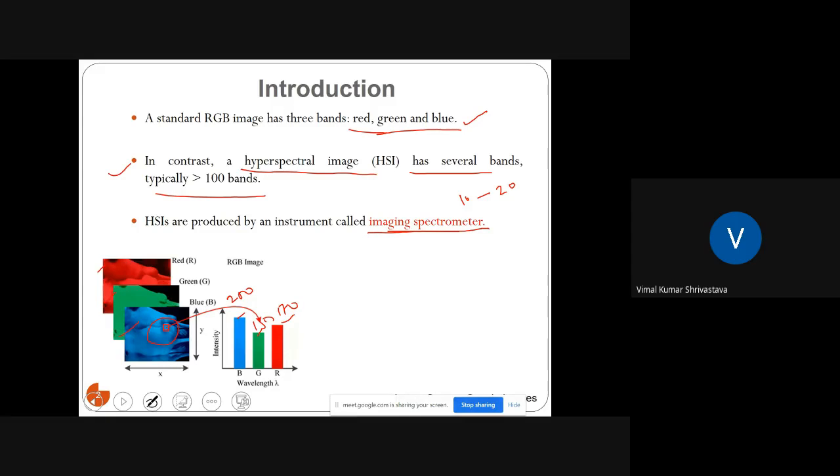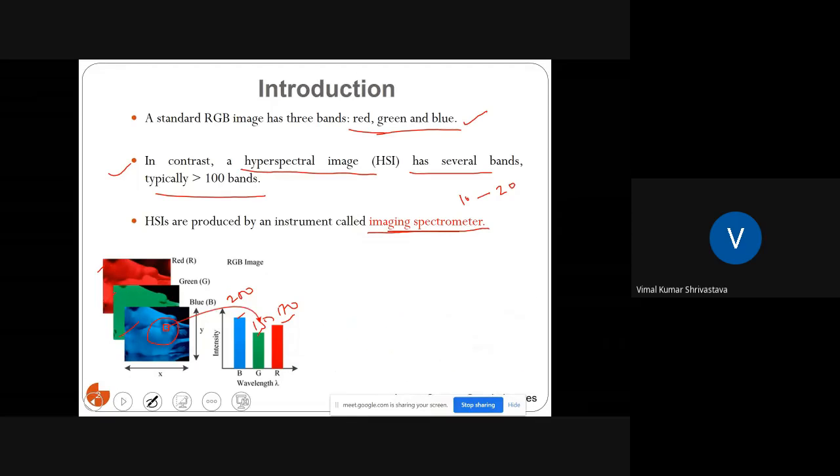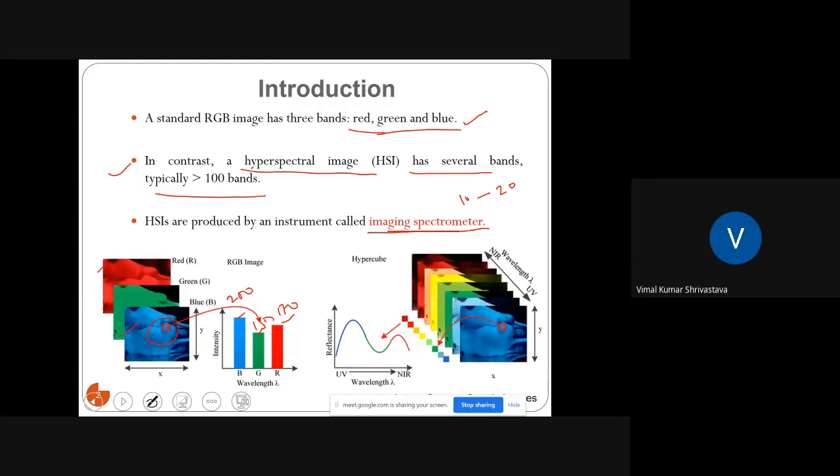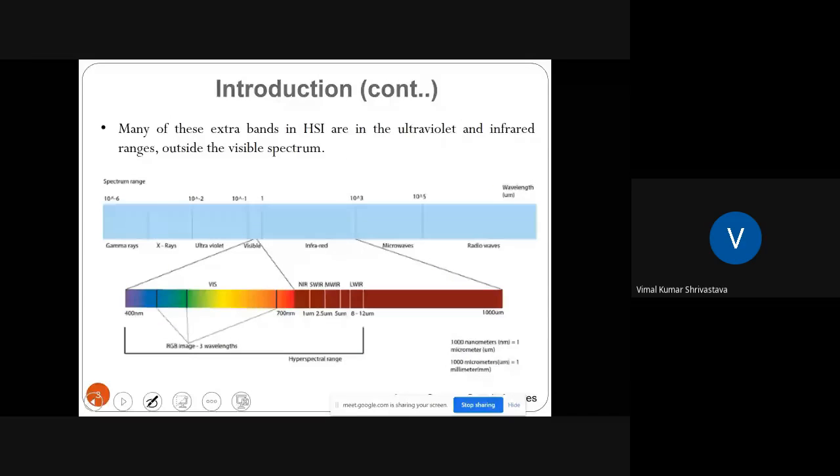In contrast to this, the hyperspectral image may have multiple bands. You can see here that multiple bands are possible, and then we get a continuous intensity instead of discrete. We get a continuous intensity value. Now, with a little bit of physics, let us see how this hyperspectral image is formed and how it is different from the RGB image. So this is the scenario.